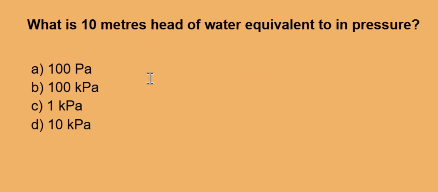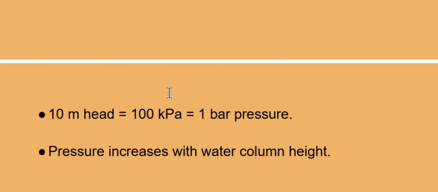Okay, question. What is 10 meters head of water equivalent to in pressure? A, 100 pascals. B, 100 kilopascals. C, 1 kilopascal. Or D, 10 kilopascals. Okay, the correct answer is B, 100 kilopascals. 100 kilopascals is equivalent to 1 bar of pressure.